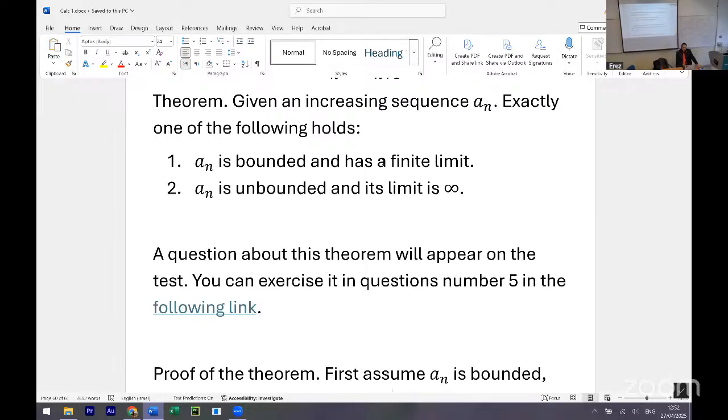By the way, a similar theorem holds for decreasing sequences. Either it's bounded from below and therefore has a finite limit, or it's not bounded from below and therefore tends to minus infinity. Okay?